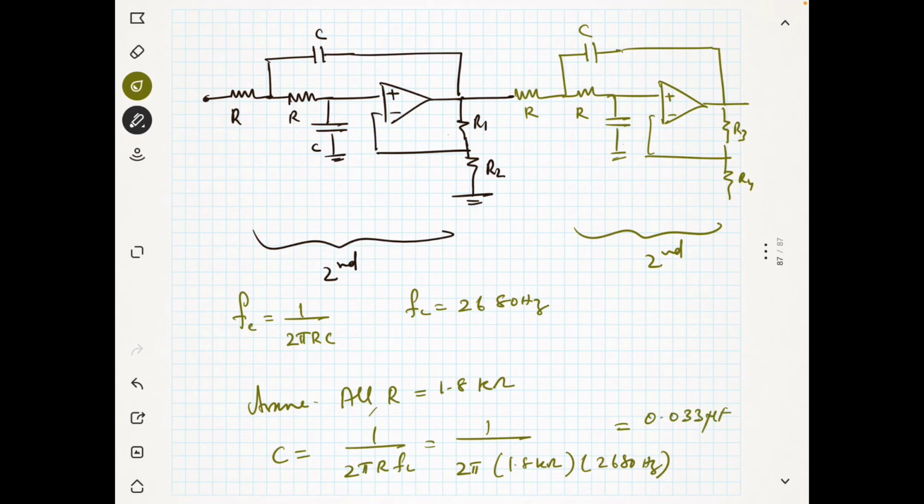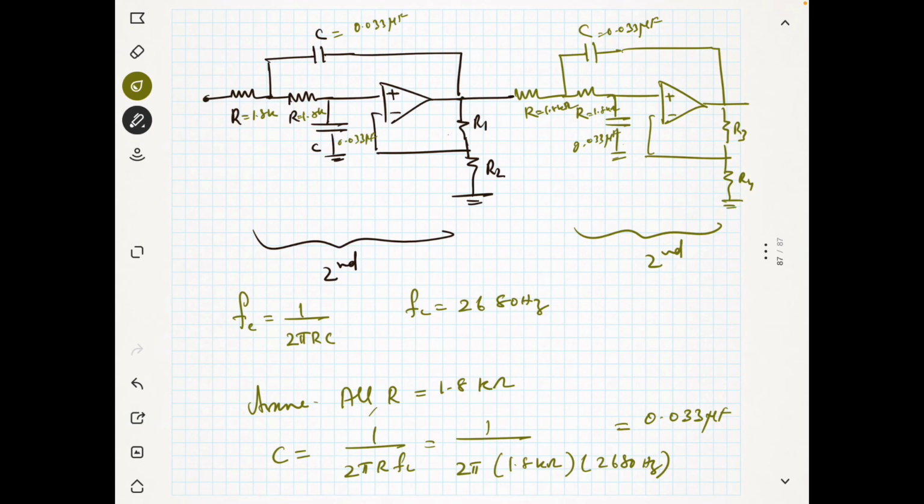So all of these are 1.8 kilo ohm, and each capacitor becomes 0.033 microfarad. Everything is same.